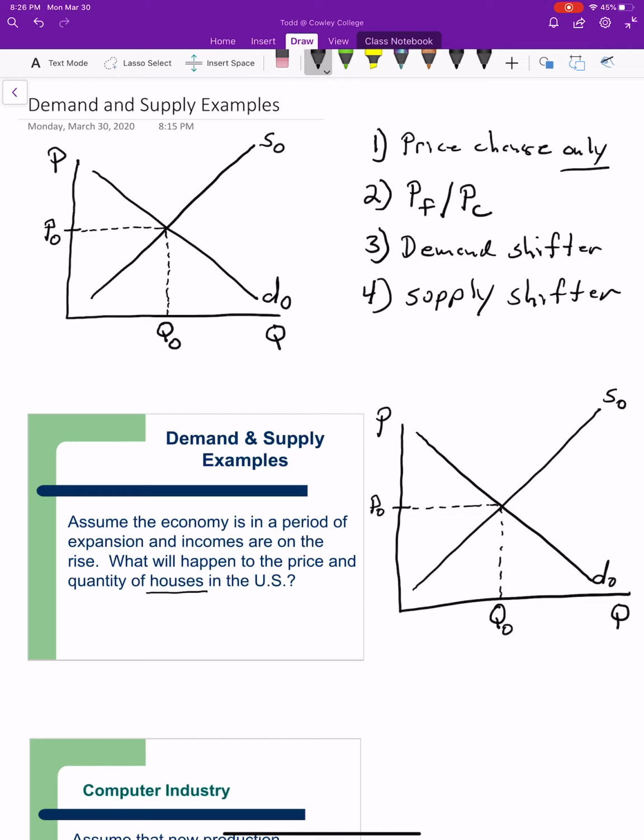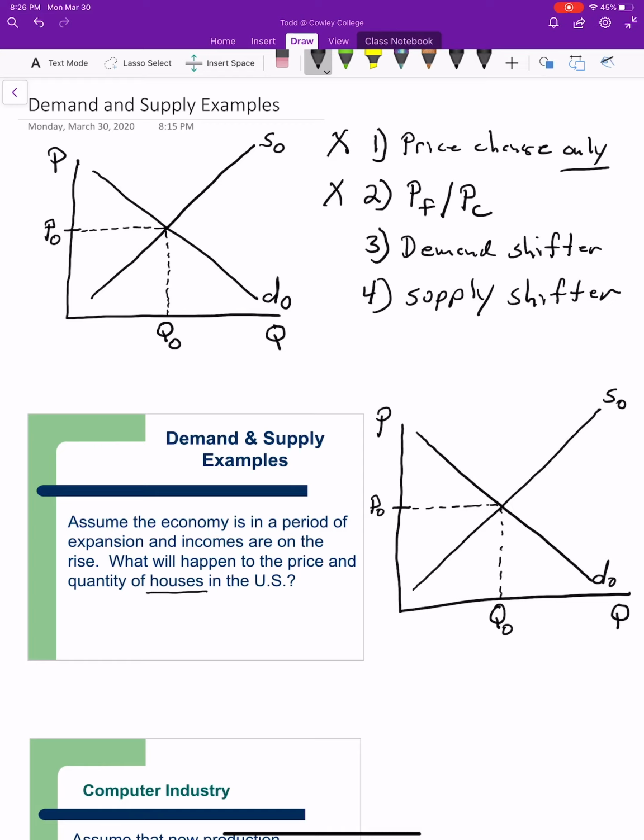All right. So this is: assume the economy is in a period of expansion and incomes are on the rise. What will happen to the price and quantity of houses in the United States? All right, let's go back up to the top. Is it a price change only? Notice nowhere in any of this terminology did we say anything about the price being above or below equilibrium, so that's not going to be it. There are no price floors or price ceilings mentioned, so that's not going to be it either.